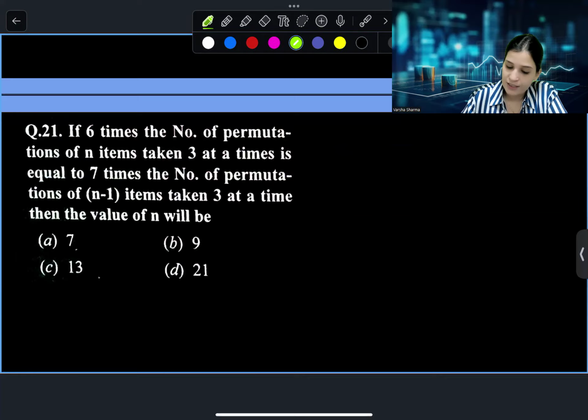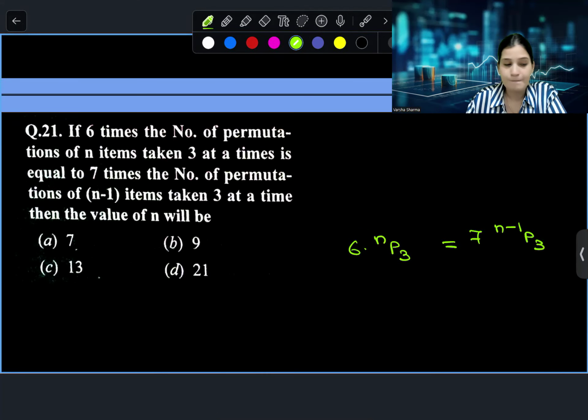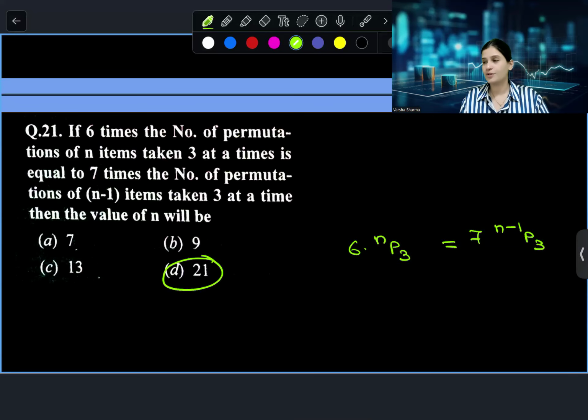6 times the number of permutations of n items taken 3 at a time is equal to 7 times the number of permutations of n minus 1 items taken 3 at a time. Trial and error. Answer 21. Do trial and error. That's the only option.